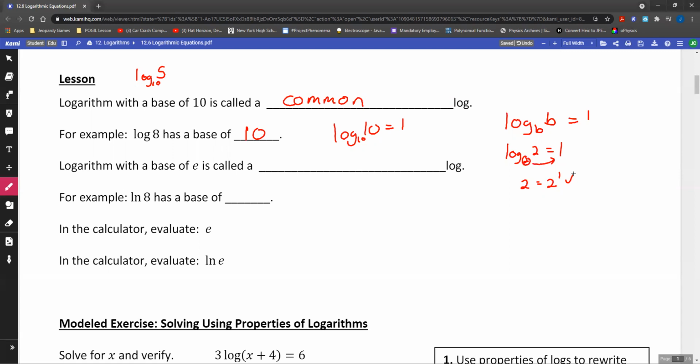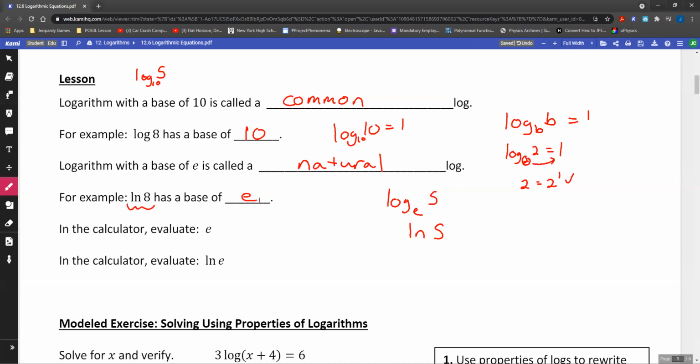So yeah, that's true. Now, there is another type of log that we have a special name for, and this is a logarithm with a base of e. This is called natural log. What we usually do is that instead of writing log base e of some number, we combine this and rewrite it as ln, which stands for natural log. So here's an example of how you'd write natural log. So ln 8 has a base of e.